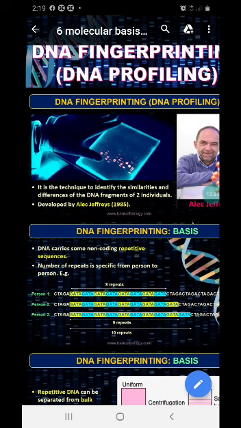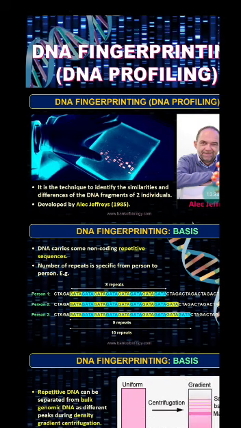Okay, and the police may have a wanted criminals list or a suspects list. After finding the DNA profile, you can match it with those suspects or the wanted list, and they can find out the criminals very easily, right? Now what is the basis of this?